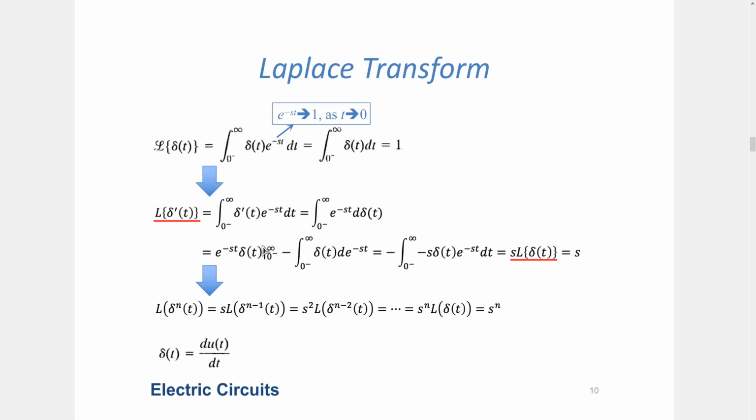Now, the most generalized solution, if you do mathematical induction and do this over and over again, thanks to the e to the minus st, we end up with a regular relationship between the time domain and the frequency domain. If you take the Laplace transform of the nth derivative of the impulse function, then it's going to be, as you can see, s to the n.